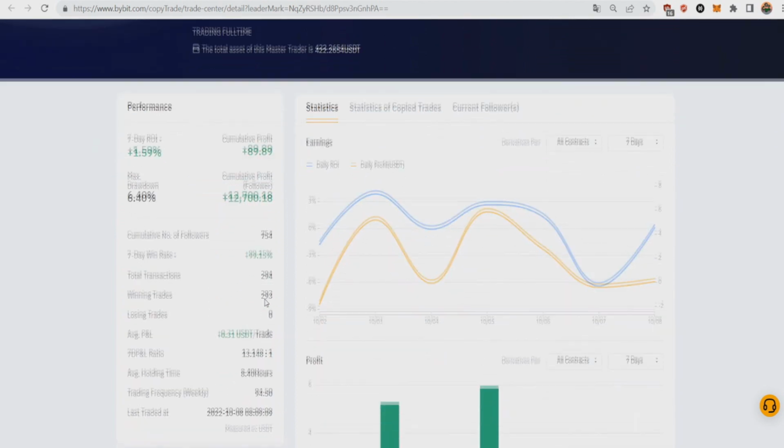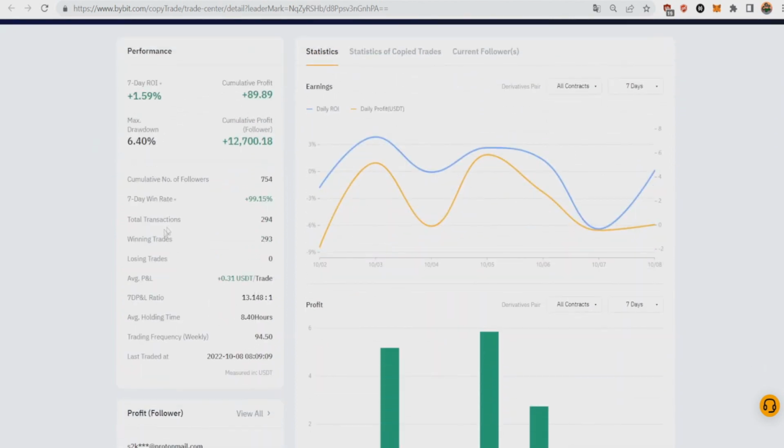Then the next thing, one really important thing, is that they have a lot of winning trades and no losing trades. So I would recommend to start following a guy when he has like 100, 150 winning trades. Like this guy has 294 winning. Total 293 winning and 1 open trade, because he hasn't lost anything.